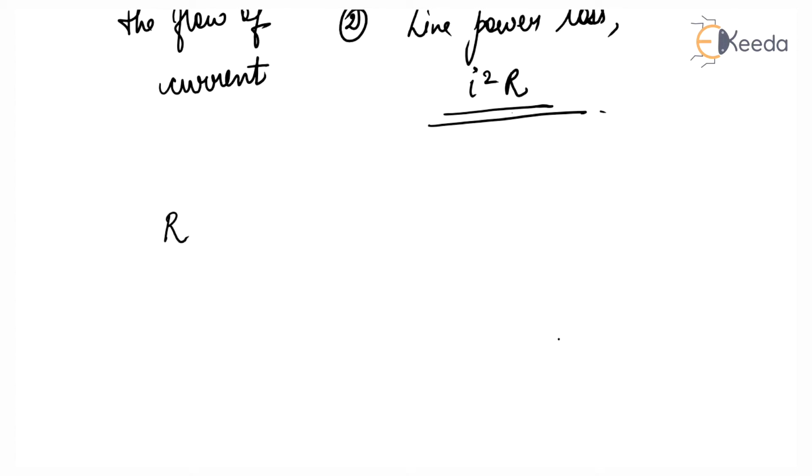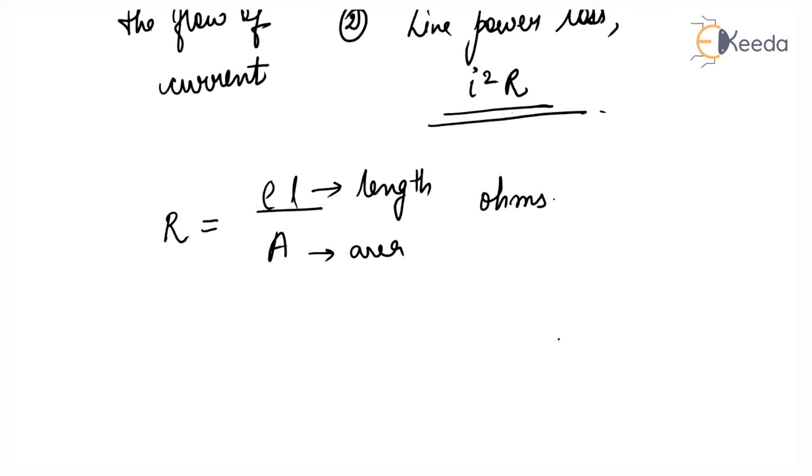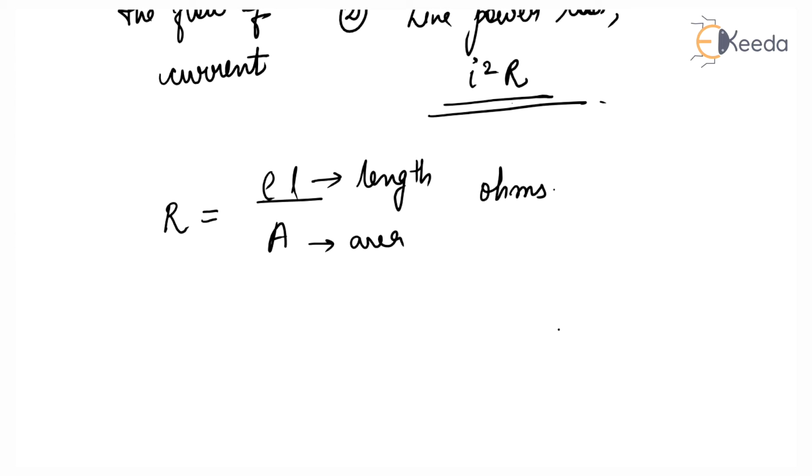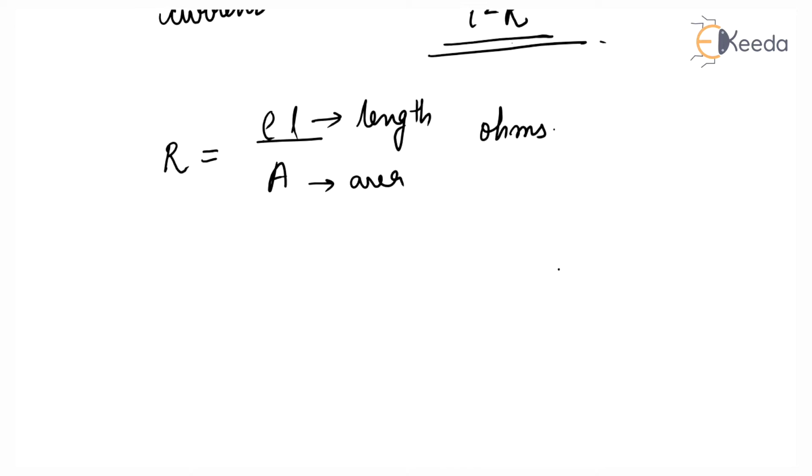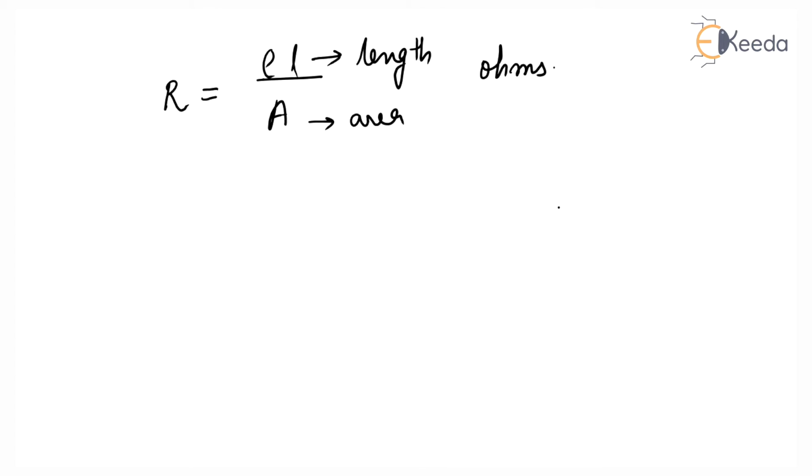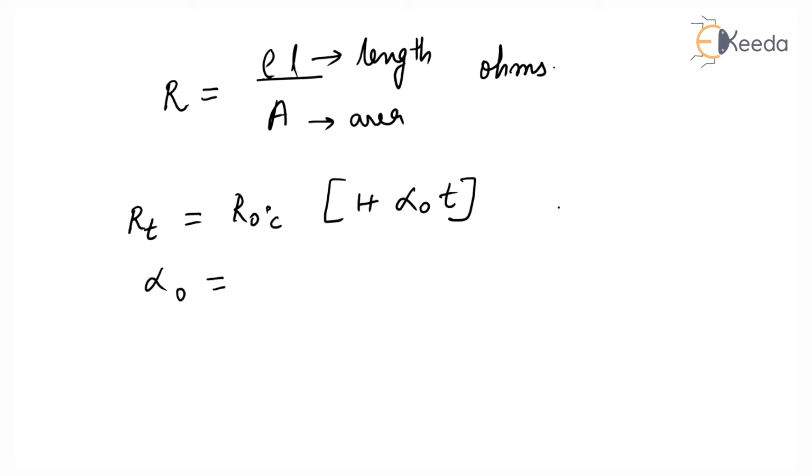We know the expression R equals rho L by A, where L is the length, A is the area, and rho is the resistivity, and the unit for resistance is ohms. If there is a temperature change, which is always there, temperature is sometimes maximum or minimum. So with more temperature, resistance always increases. RT equals R naught degree Celsius times 1 plus alpha naught T, where alpha naught is the temperature coefficient of the conductor at 0 degree Celsius.